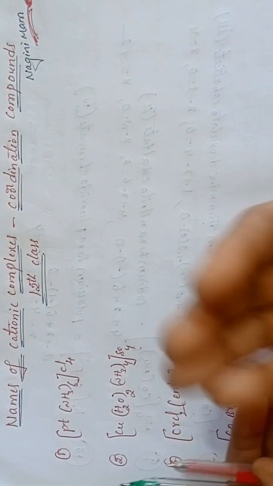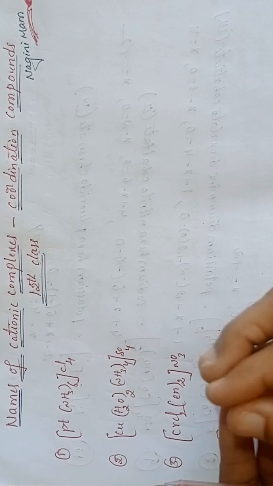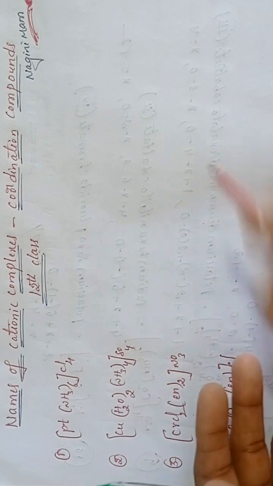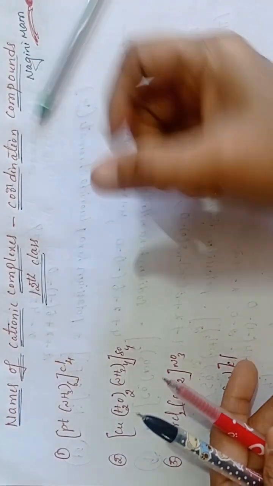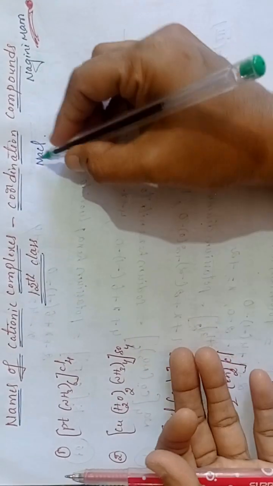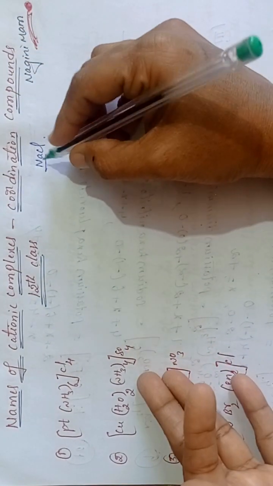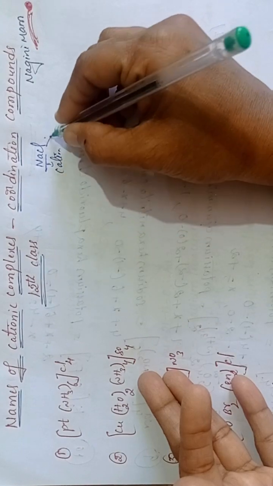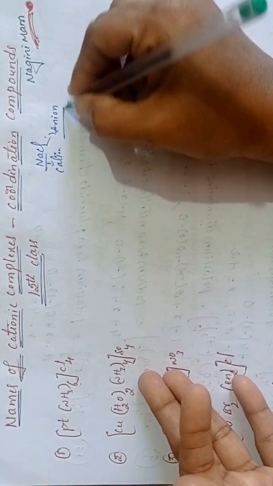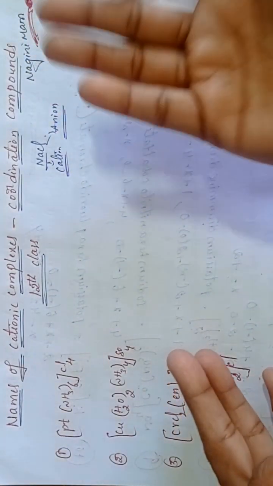Now, if the given complex is a cationic complex or an anionic complex, how to identify, students? In any salt, you just have to remember the first place is the cation and the second place is the anion. Suppose I am taking NaCl salt. In NaCl salt, it dissociates into Na plus and Cl minus. Sodium is the cation, and chlorine is the anion. So in any salt, first the cation will be there, next the anion.